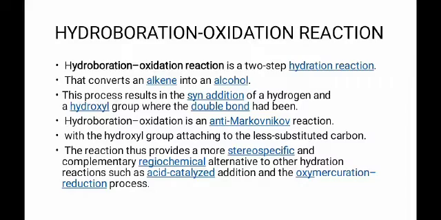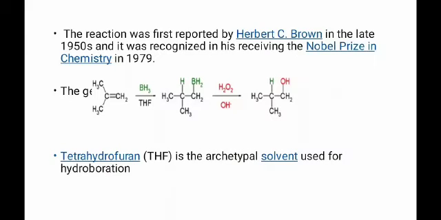With the hydroxyl group attached to the less substituted carbon, the reaction thus provides a more stereospecific and complementary regiochemical alternative to other hydration reactions such as acid-catalyzed addition and the oxymercuration reduction process. This reaction was reported by Herbert C. Brown, who received the Nobel Prize in 1979.